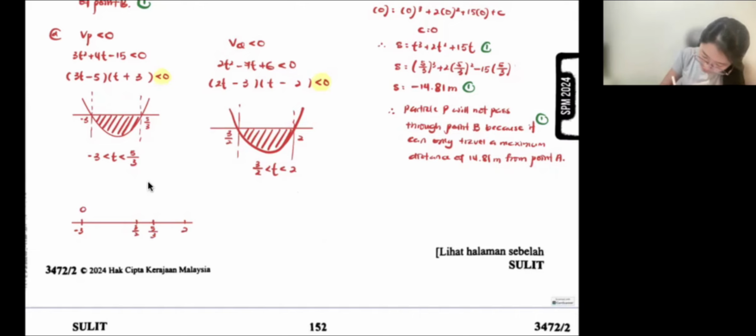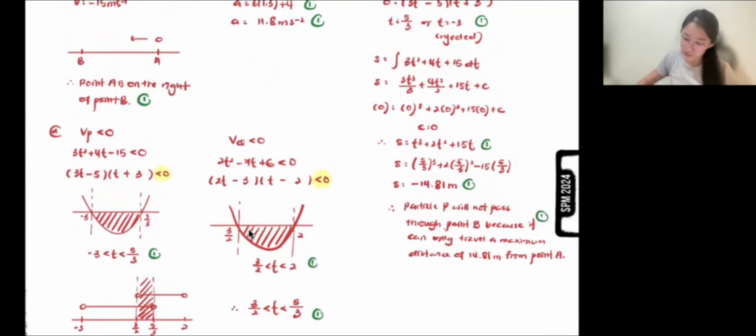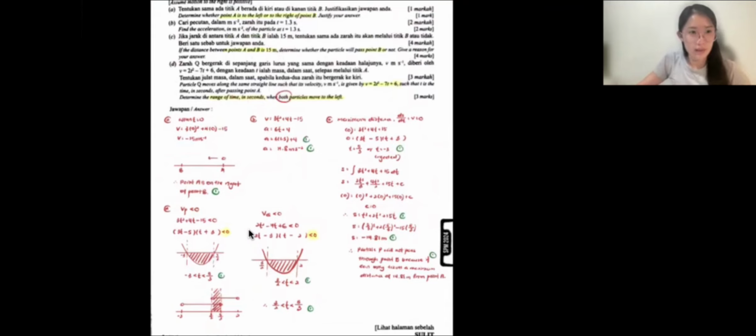The first one, in between negative 3 and 5 over 3. And in between 3 over 2 and 2. You see here, this is the overlapping region. So the inequality that satisfies both is in between 3 over 2 and 5 over 3. This is the timing when they are both moving to the left. So 3 marks. 1 mark here, 1 mark here, 1 mark here. Okay, done with kinematics. All right, everybody, last one.